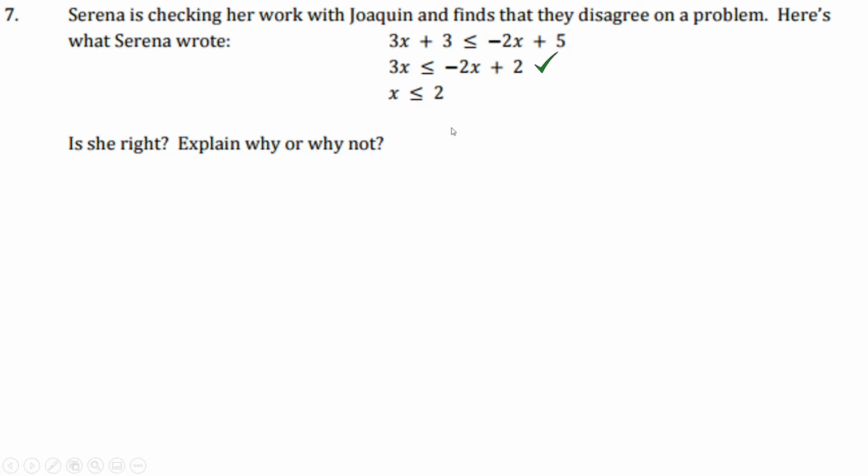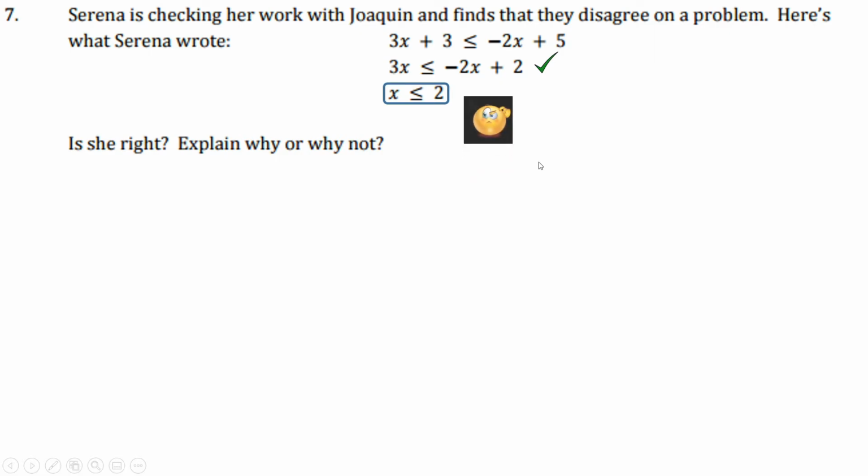Then her next step, she is saying x is less than or equal to 2. So she must have divided by 3. So 3x divided by 3 is x is less than or equal to. But wouldn't that be negative 2x plus 2 divided by 3? I don't see how she made this jump. Oh, I see what's going on. She needs to add 2x to both sides to get the x's on the same side. And it looks like she subtracted the 2x's. So that step is not working. Joaquin, you're right. Let's help Serena fix this problem.